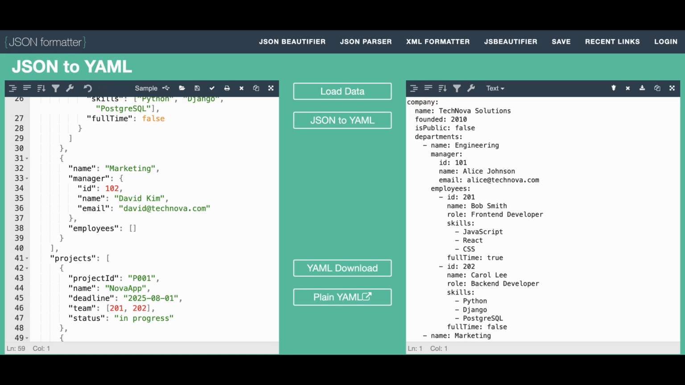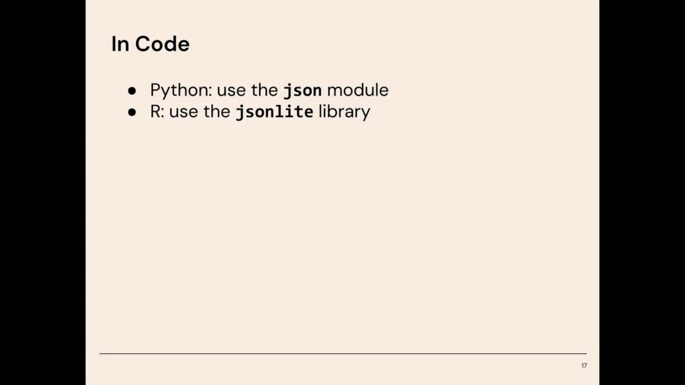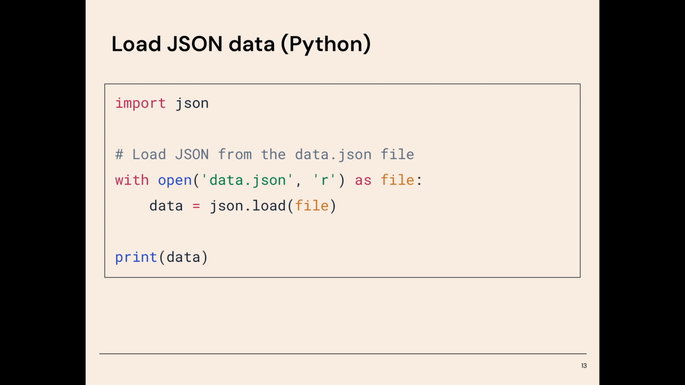Now let's take a look at how we can work with JSON data in Python and R. We'll start by importing the data from a file, manipulating it, and then finally exporting it back into a JSON file. Python makes it really easy to work with JSON using the json module. In this code snippet, we're loading JSON from a file and then printing it. Here, we're using the json.load function to read a JSON file called data.json. It parses the file into a Python dictionary or list depending on the structure of the JSON file. Once the data is loaded, we can simply print it to see what's inside.